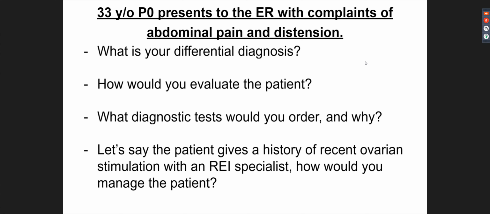So let's say the patient gives a history of recent ovarian stimulation with an REI specialist. How would you manage the patient? Given that history, I would be concerned about ovarian hyperstimulation syndrome. I would be looking for signs of anemia. And then I would manage the patient, or I would treat her.